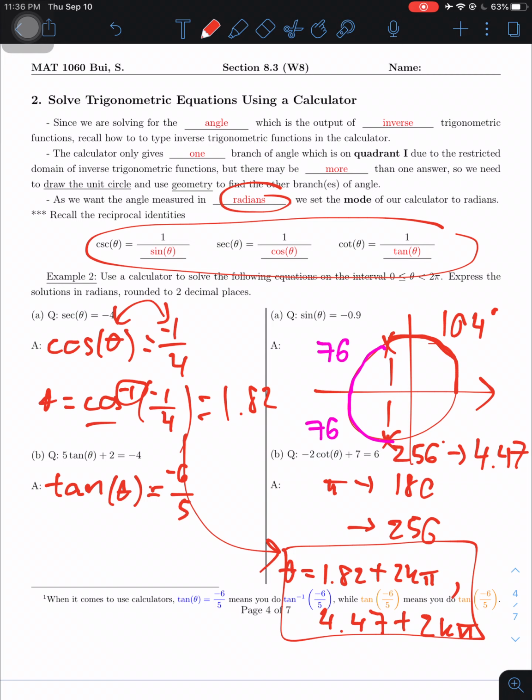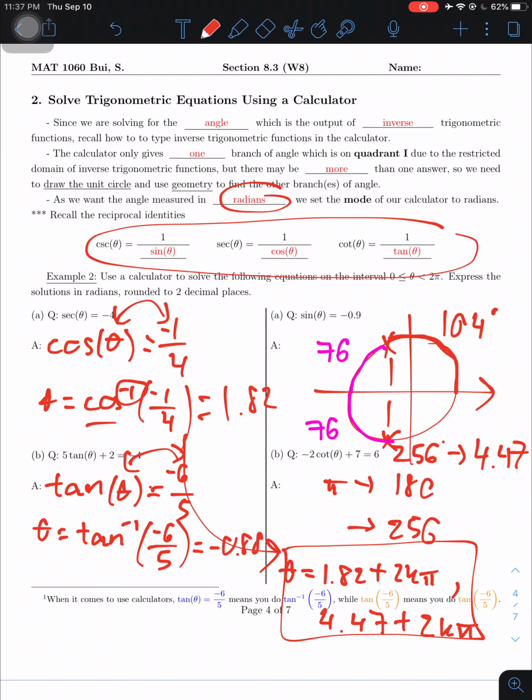Okay, and I'm gonna swap them to figure out theta. So theta in here equals tangent inverse of -6 divided by 5. And on the calculator, make sure your calculator is in radian mode. It is -0.88.